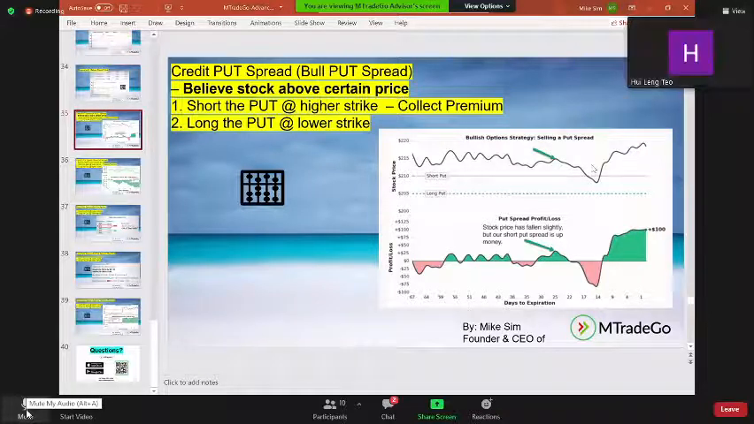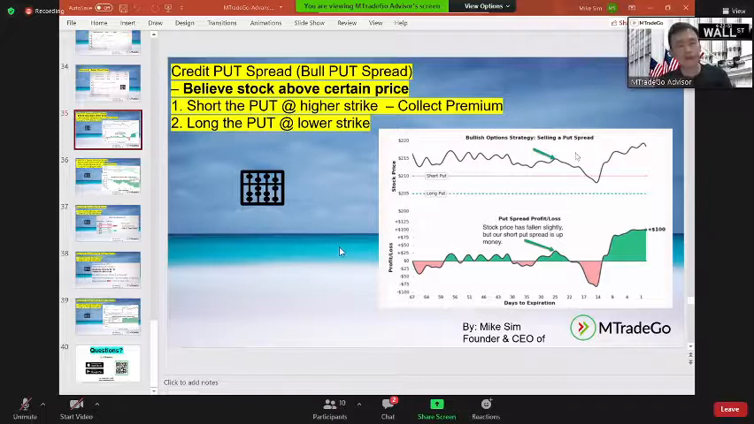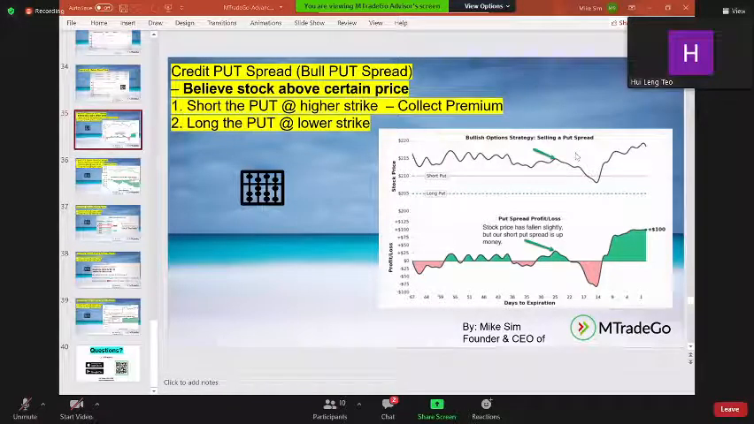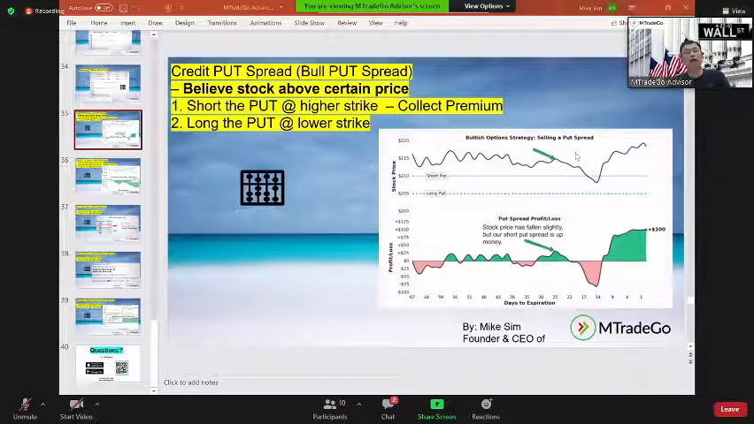Meaning to say, sorry, whether I get it right. Usually if we believe the stock will go down, we will long the put, right? But this one is so that we save our cost. I would say this one is a bull put spread, meaning that you believe the stock will stay above a certain price, normally a support level. So you can short the put there and collect the premium, and you can long the put below the spread price. You can protect yourself like that.